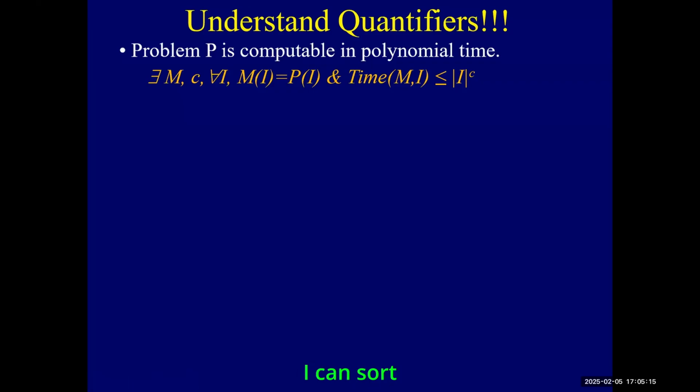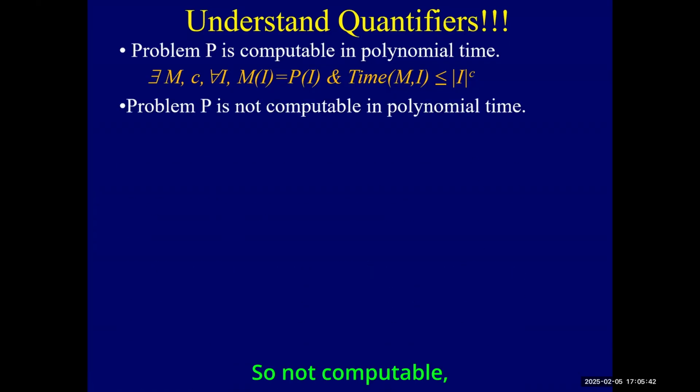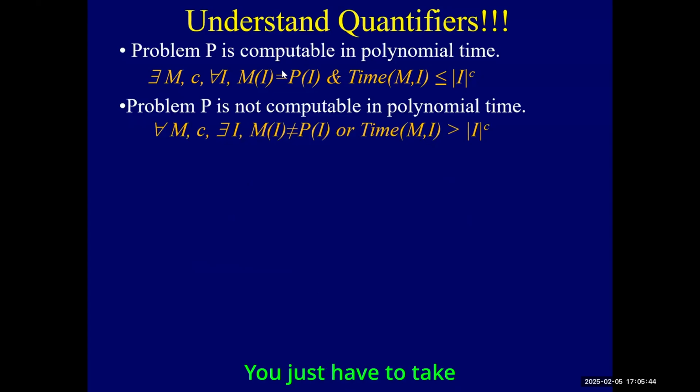If I tell you I can sort in n squared time, what am I giving you? I'm giving you the sorting algorithm, and I'm giving you the 2. Then you give me an input, and I win if my program gives the right answer and doesn't run in more than n squared time. So not computable, you just have to take the negation of it.